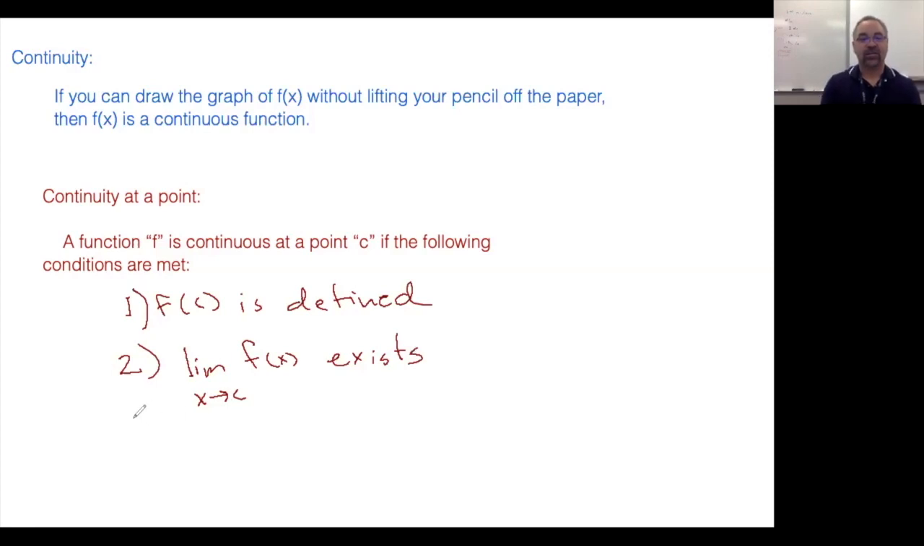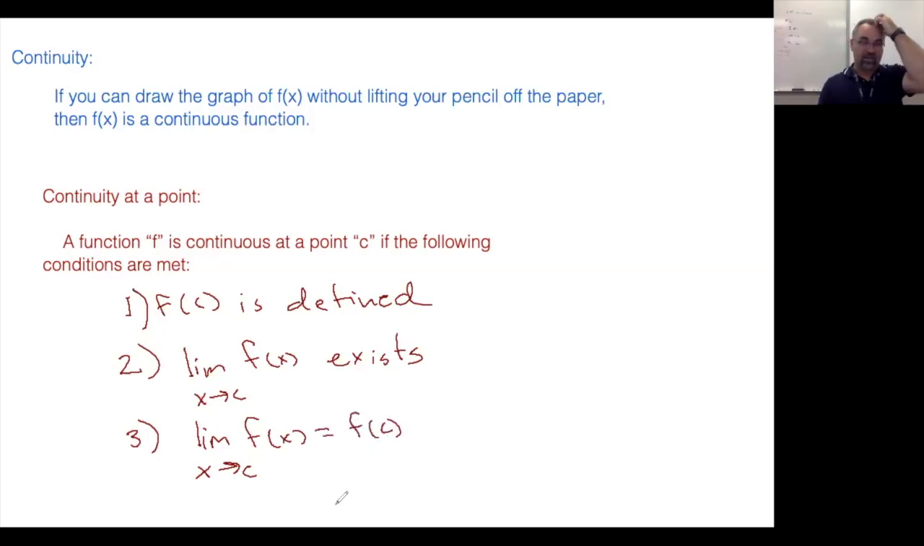So if it's not one of those three cases, the limit exists. And the third condition for continuity ties these two ideas together: the limit as x approaches c of f of x has to equal f of c.